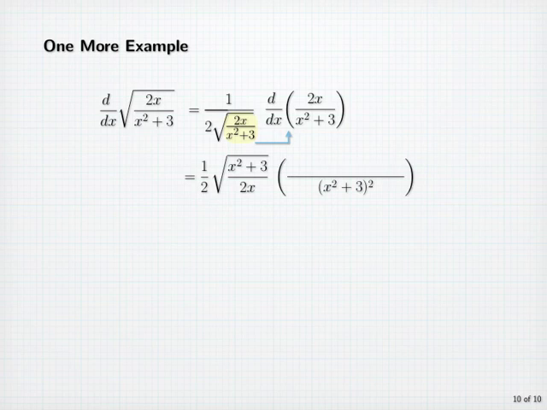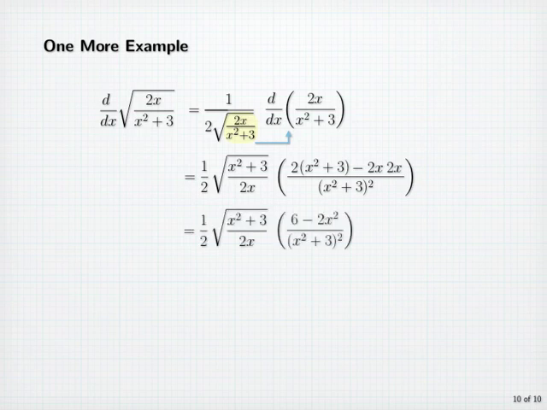That gives us a denominator of x squared plus 3 squared, and in the numerator we have the derivative of the top, which is 2, times the denominator, x squared plus 3, minus the numerator 2x times the derivative of the bottom, which is also 2x. Now we simplify the numerator in the second factor. It becomes 6 minus 2x squared.